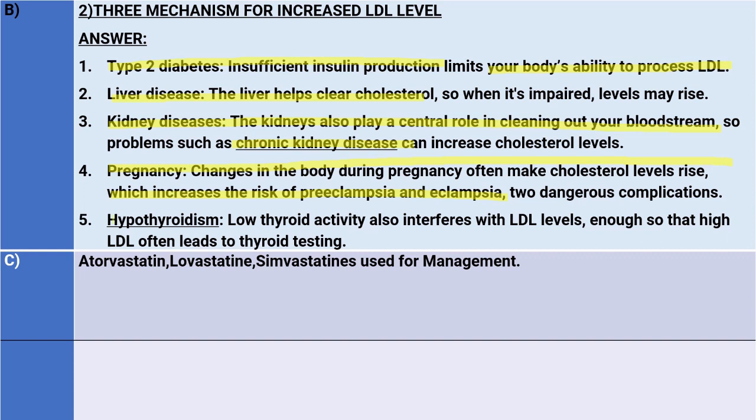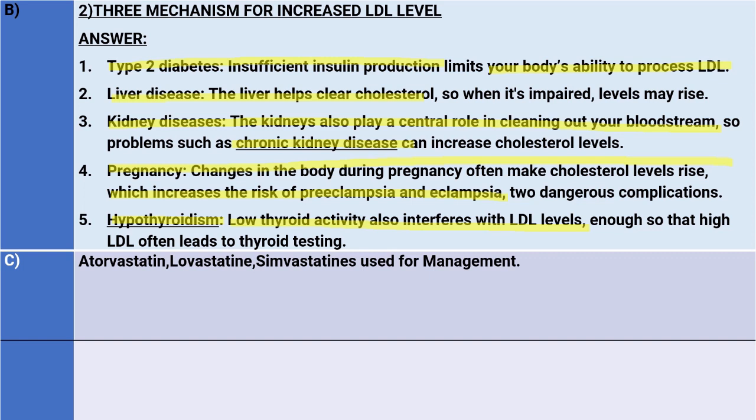Similarly, if the patient is suffering from hypothyroidism, low thyroid activity also interferes with the LDL level. In hypothyroidism there is also down regulation of the LDL receptor, so a high LDL value is often seen in patients suffering from hypothyroidism. So in these conditions your LDL cholesterol level increases, and the main one is familial hypercholesterolemia, a defect in the LDL receptor, which is also responsible for increasing LDL level.